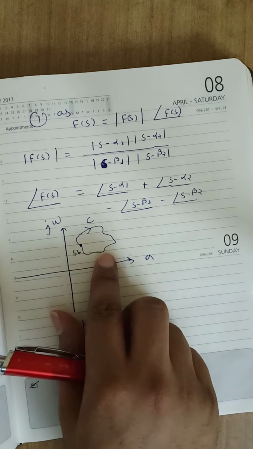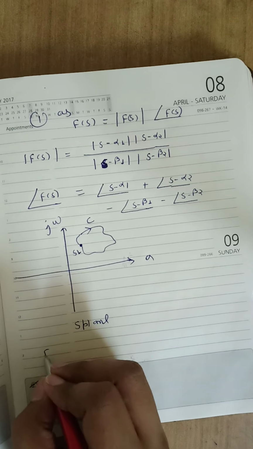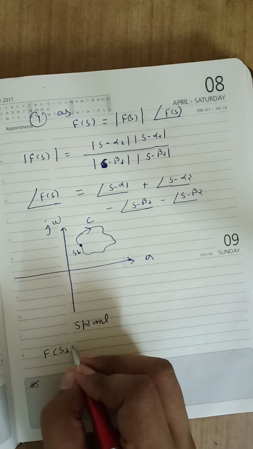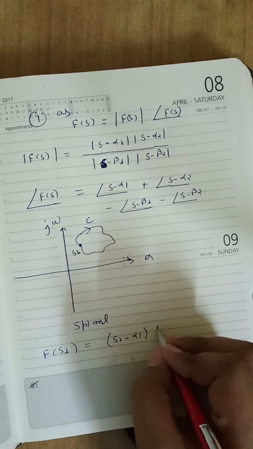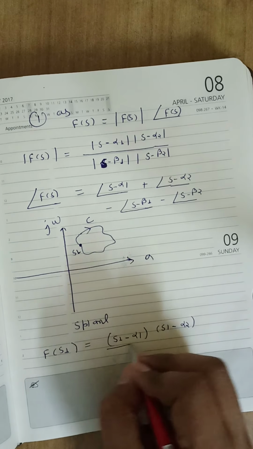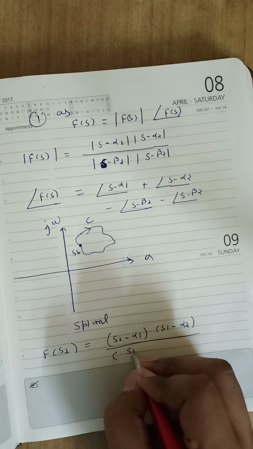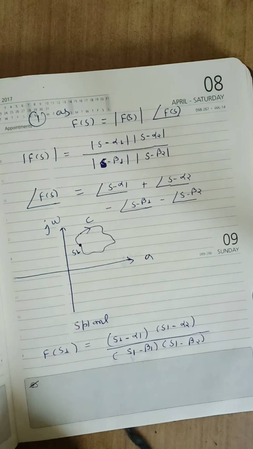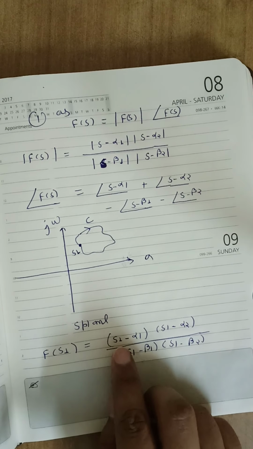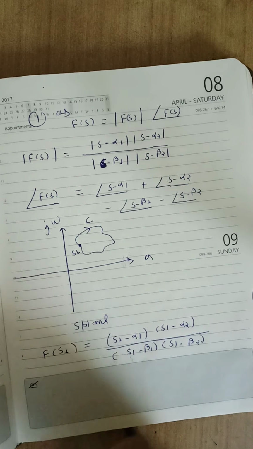So the value of function F(s) at s equal to s1 is given by F(s1) equal to (s1 minus alpha 1)(s1 minus alpha 2) divided by (s1 minus beta 1)(s1 minus beta 2). So the factor s1 minus alpha 1 can be represented by a phasor. Now let us see how we can define the phasor.